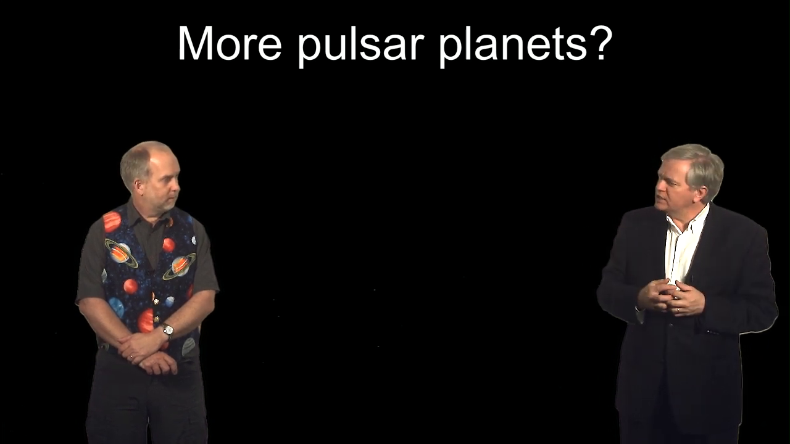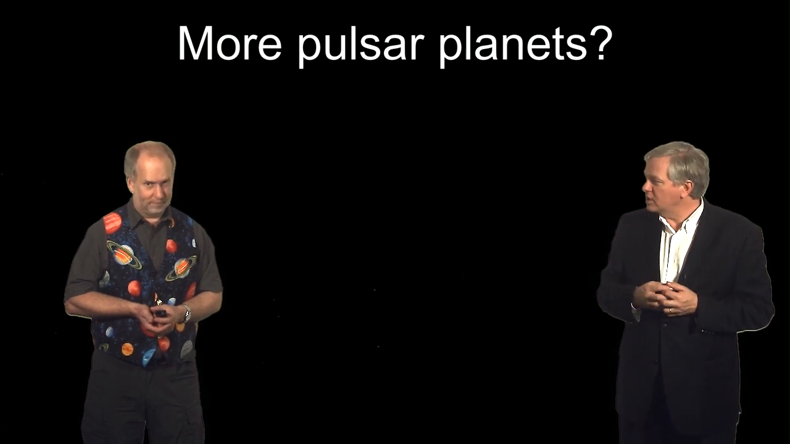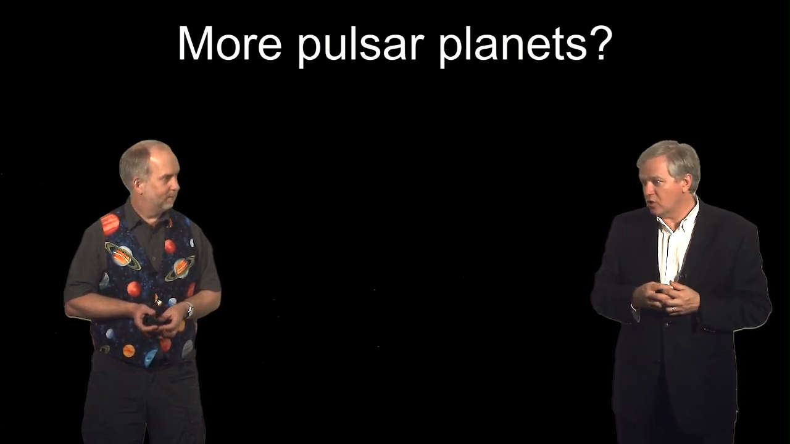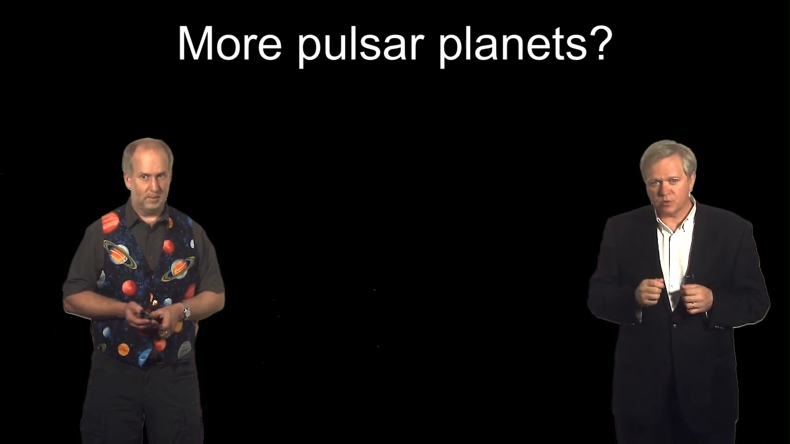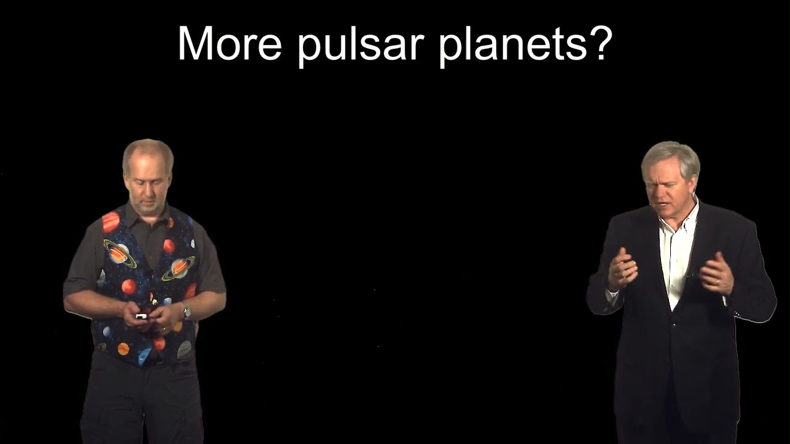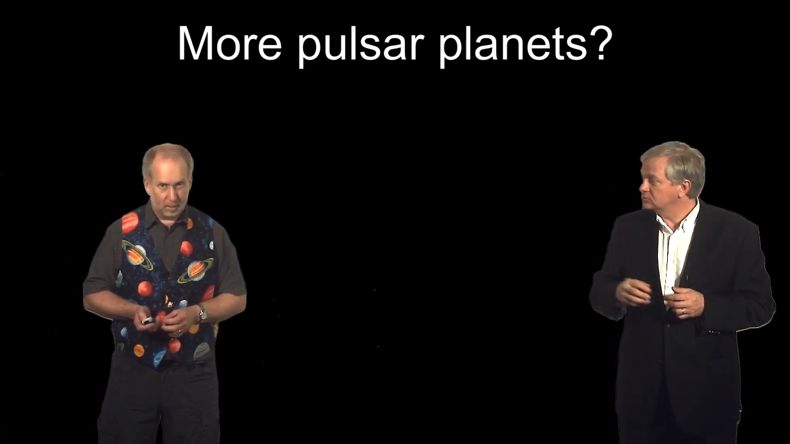So, since 1992, when this first planet was discovered, we've of course been out looking around all the pulsars, and we're very good with these pulsar measurements of making very precise measurements. We're not going to miss many planets, but funny enough, we haven't really been able to find too many, but we have found a couple.